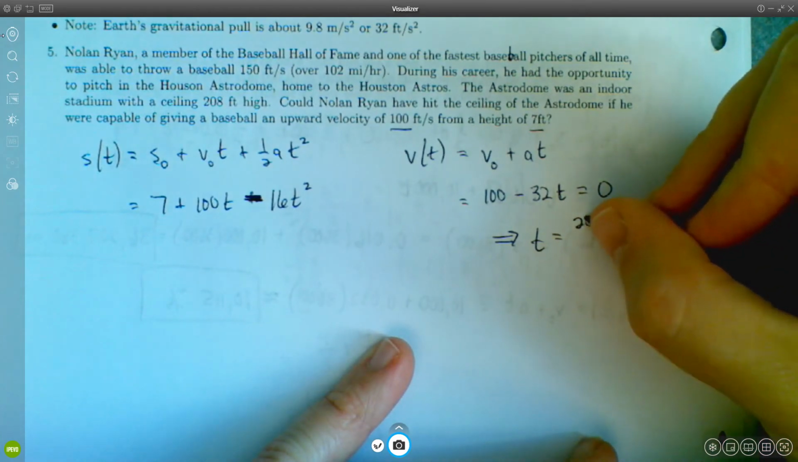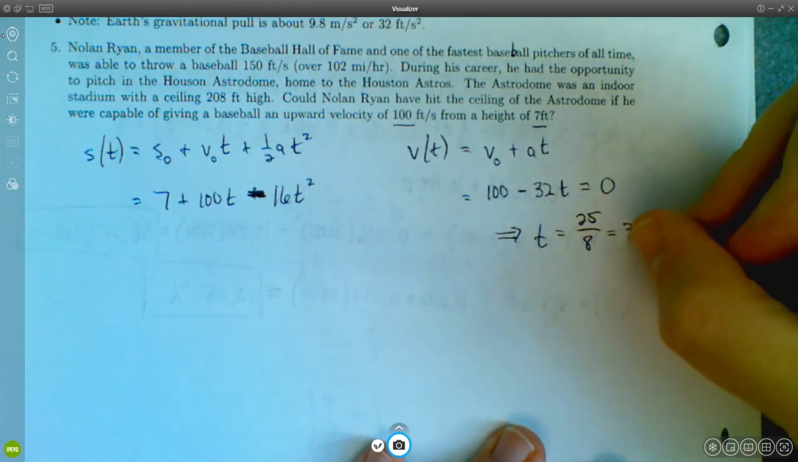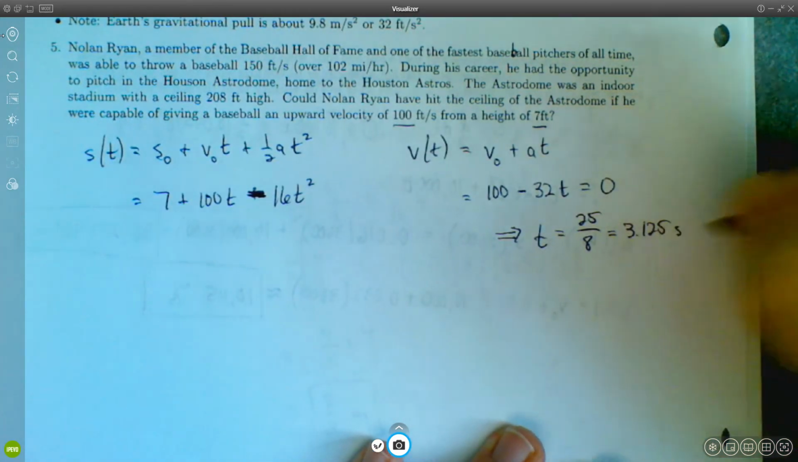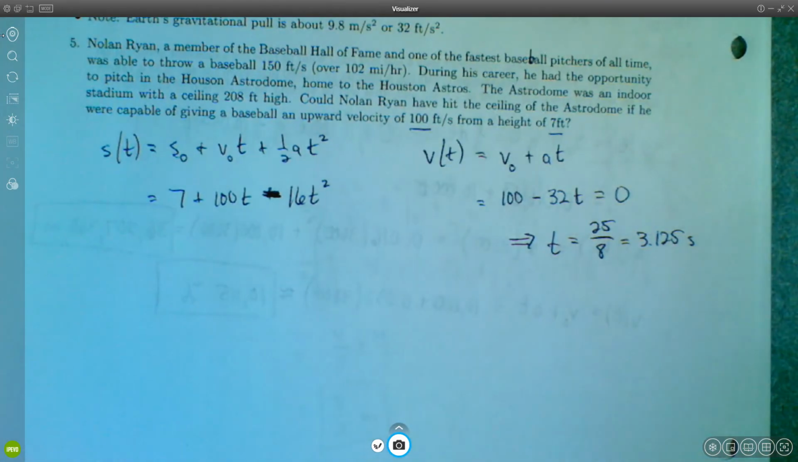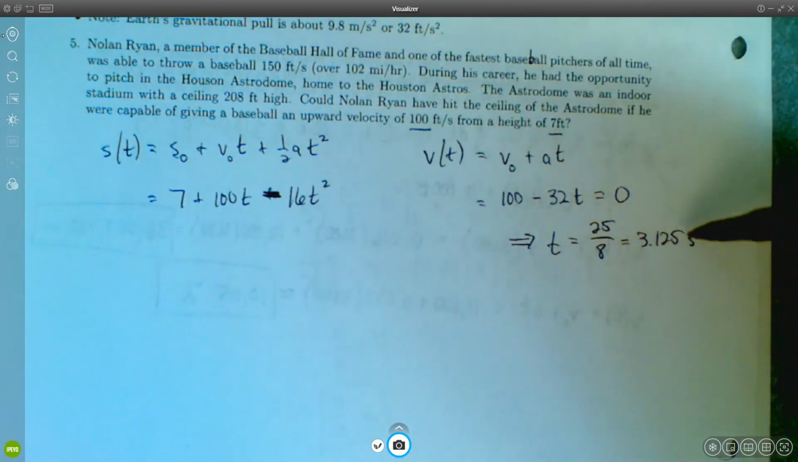And that reduces to 25/8, which is 3.125. So the ball reaches its maximum height at 3.125 seconds. Now let's figure out what that height is. So what is that maximum height?